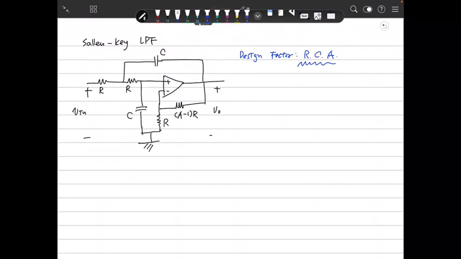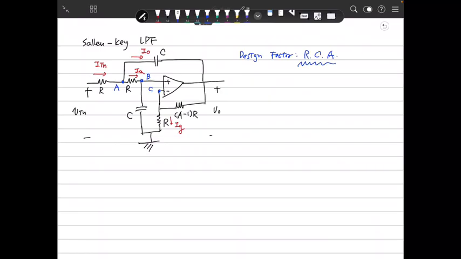So at first, I want to derive the transfer function of these Sallen-Key low-pass filters. To do that, we want to define the variable points. This point is A, and then define this current as I in, and this current as I out, and this current is IA, and I'll define this current as IG, and this point is B, and this point is C.